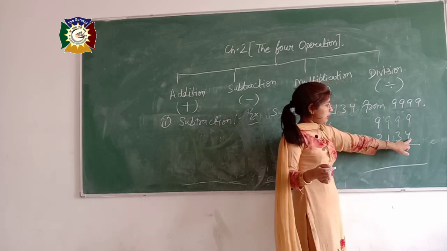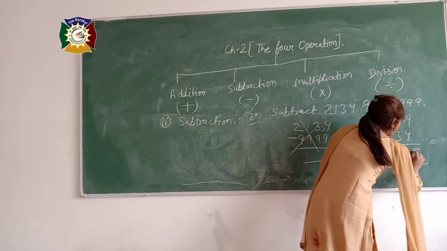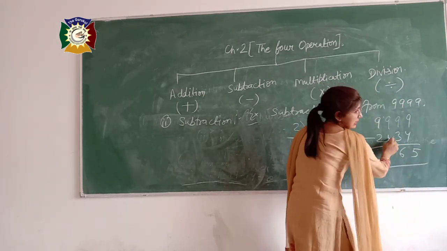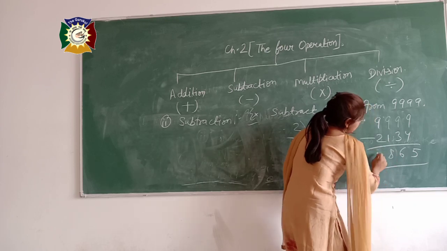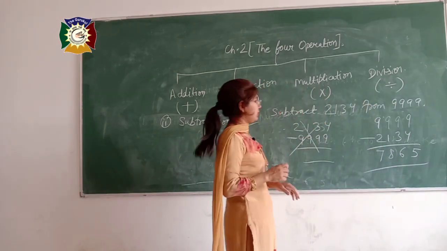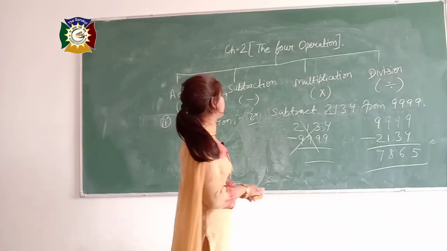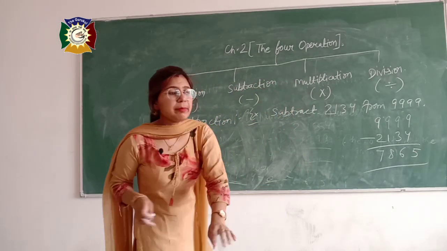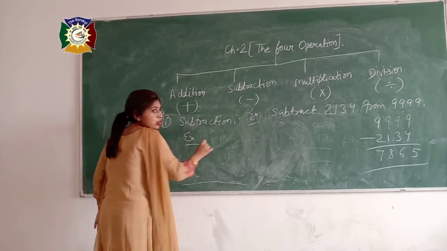9 minus 4, you will get 5. 9 minus 3, you will get 6. 9 minus 1 is 8 and 9 minus 2 is 7. Understand? This is a simple question in which borrow is not used. Now I will do an example for you in which you have to borrow 1.